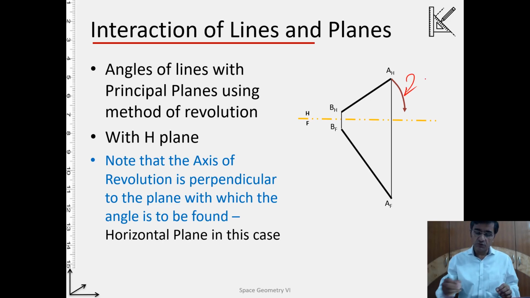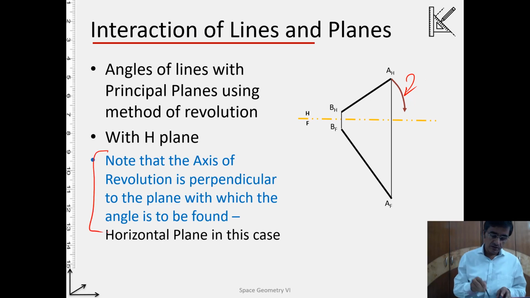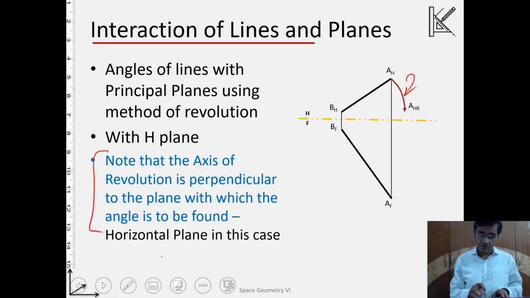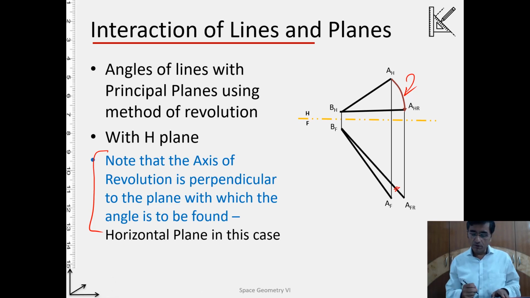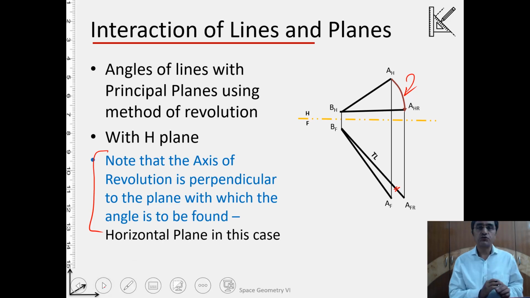Here is the rotation that I am doing. In this case, you will notice the axis of rotation is perpendicular to the horizontal plane, because this is how we are rotating. That's why we are writing it here. If you do that, as we have done earlier also, I can determine the corresponding true length. So B_F A_F R is the projection of the line on the frontal plane as the normal view. So we write it as true length, normal view.